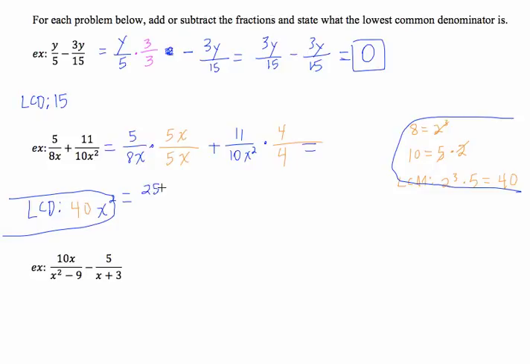So on the first fraction, multiplying numerators here gives us 25x squared over 40x squared. And over here we'll have 44 over 40x squared. This is good because they have the same denominator, so now we can add. So we have 25x squared plus 44 over 40x squared. Okay, so there is the sum.